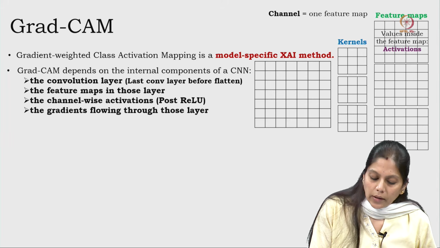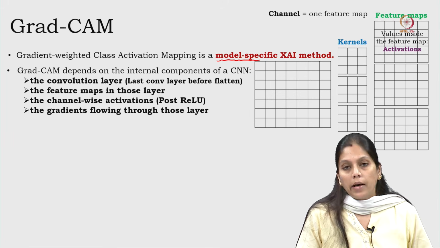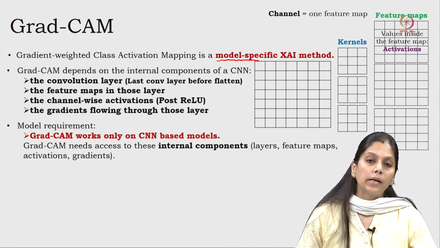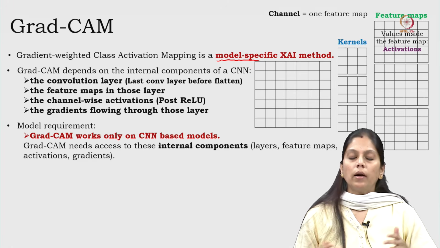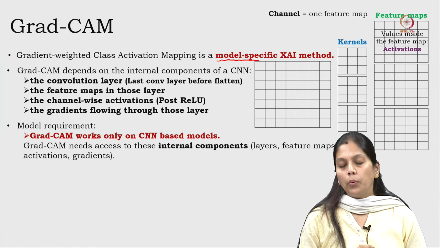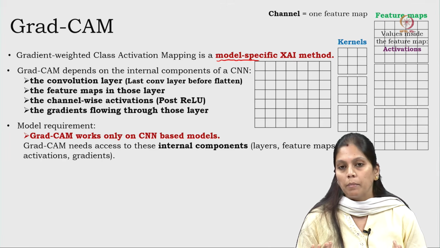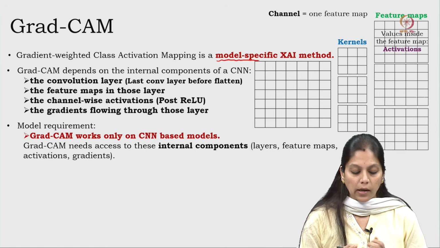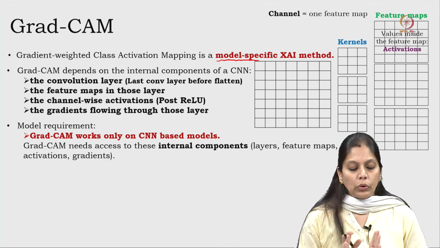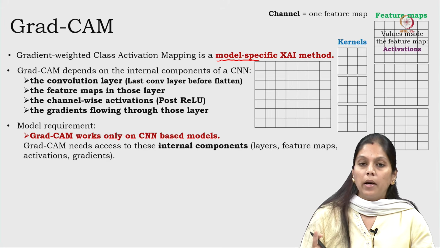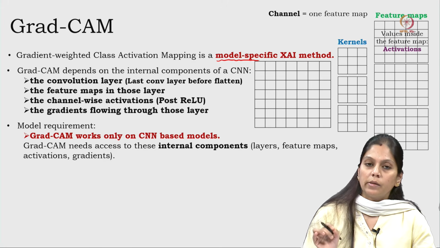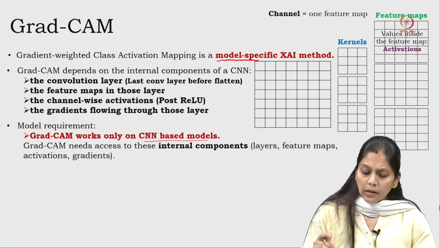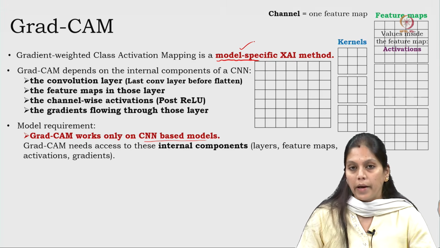Now, let us try to understand what model-specific XAI is. Grad-CAM works only on CNN-based models. So far we have seen many neural networks. We have seen ANN, that is multi-layer perceptron. Going forward we will be seeing sequence-to-sequence models. Then we have seen CNN. Grad-CAM is an explainable AI technique that works only on CNN-based models. That is the reason it is called a model-specific XAI method.